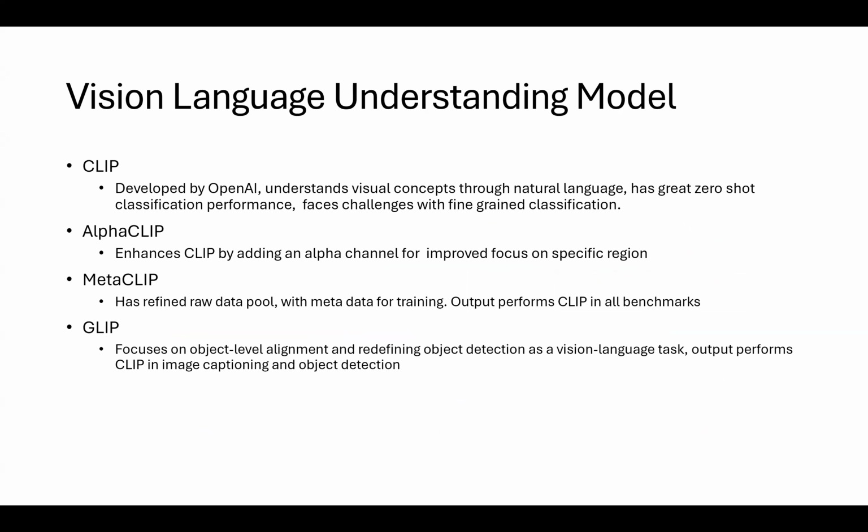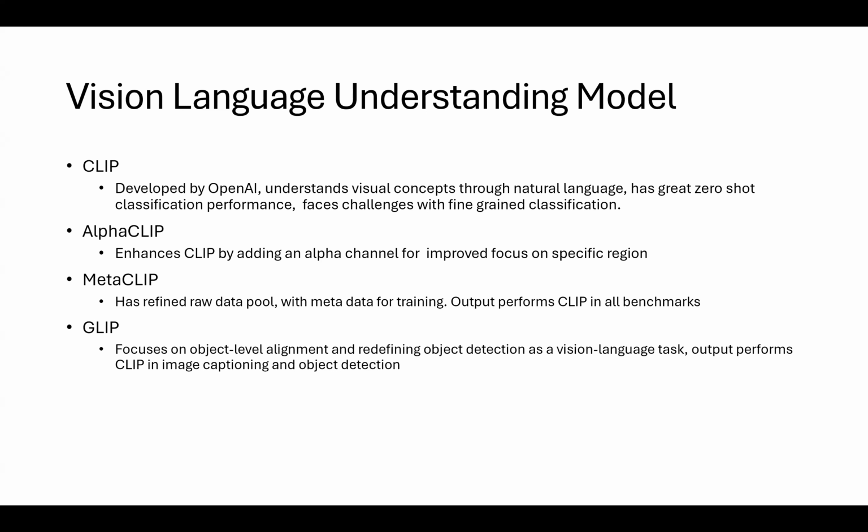Now, let's look at vision language understanding models. First is CLIP. It is made by OpenAI. It is really good at zero-shot classification. However, when you give it a really fine-grained classification problem, it struggles. Then there is Alpha-CLIP. Alpha-CLIP is basically CLIP but with an added alpha layer. You can think of the alpha layer as transparency or opacity. So it helps increase its focus.